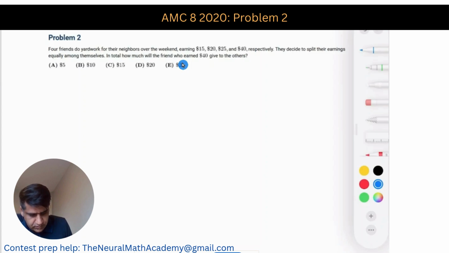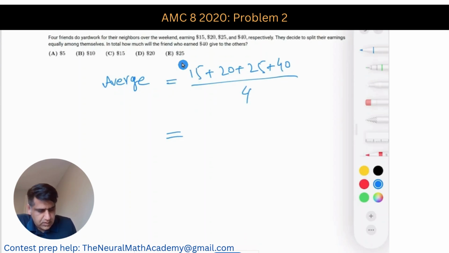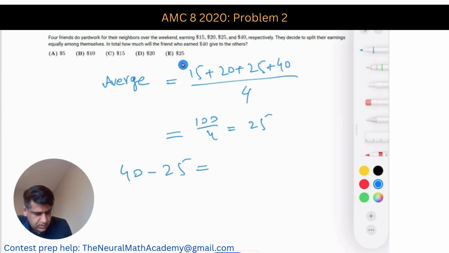So first we calculate the average or mean. We say average is equal to the sum divided by 4, and now if I take the difference, that would be 40 minus 25, and it is 15. So the answer is C.